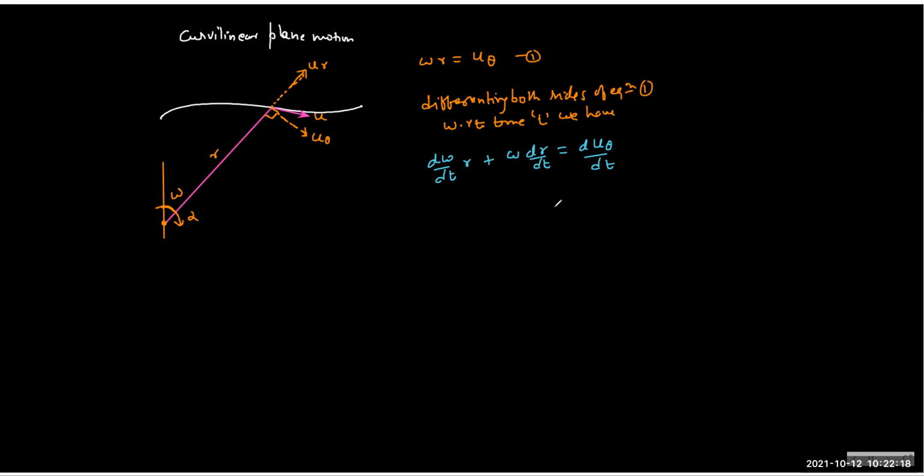Okay. So the first term, d omega by dt, this is called alpha. The second term, dr by dt, is called ur, and the third term is called a theta, the acceleration in that direction. So you can see that we have a really complex answer. So this is the relation.